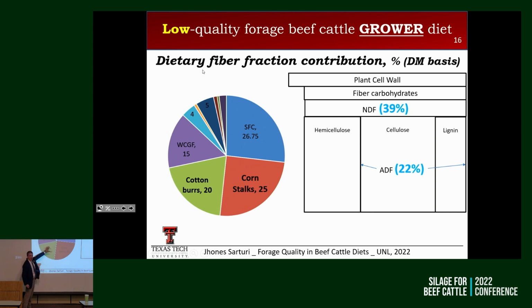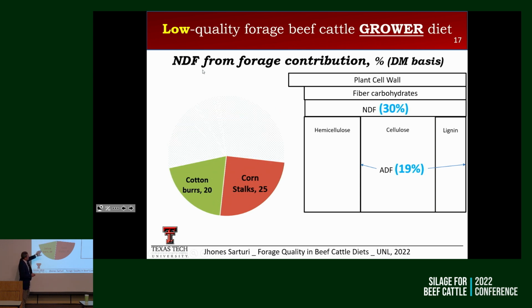Okay. So let's take a look at my overall diet, and I'm talking about the forage portion, the NDF portion. Overall, in this diet, combining all the ingredients, roughly 39% NDF on a dry matter basis, of which 22% units would be the tough fiber, the ADF fiber. What I used was the improvement on the forage ingredients only.